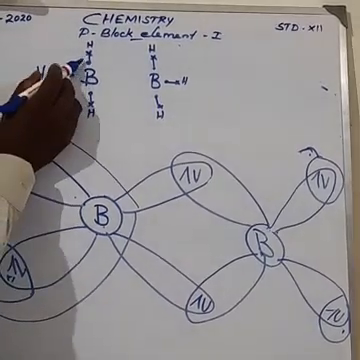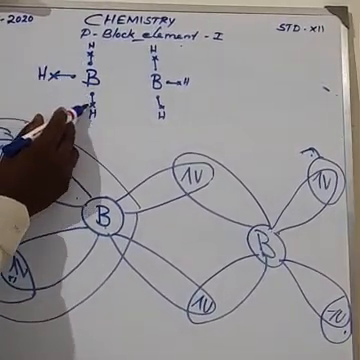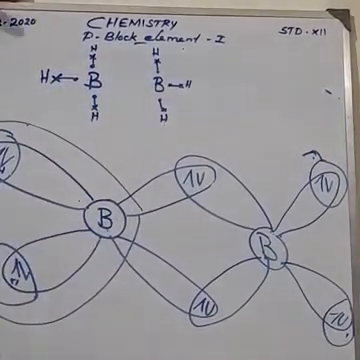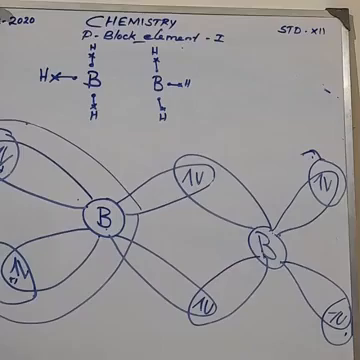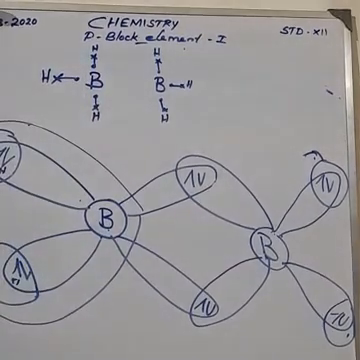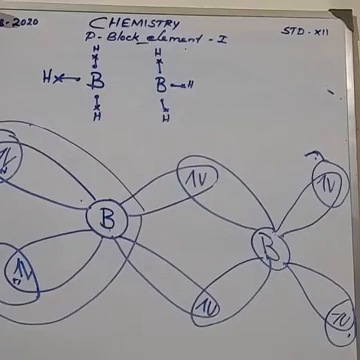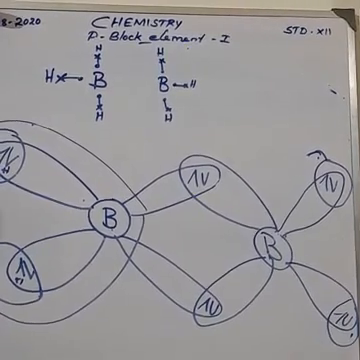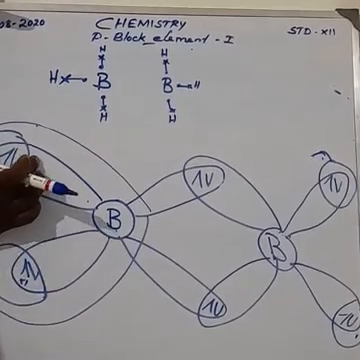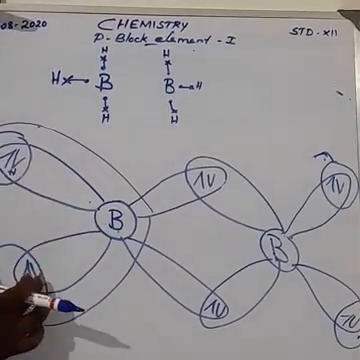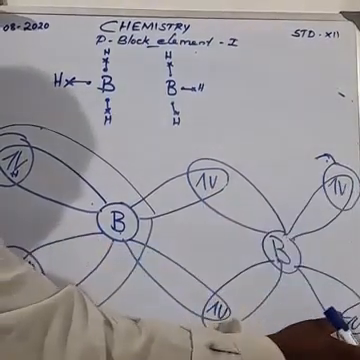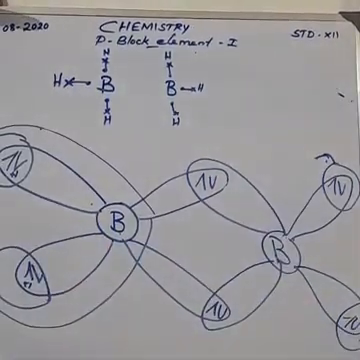12. So 1, 2, 3, 4, 5, 6, 7, 8, 9, 10, 11, 12. So 12 valence electrons are not sufficient for normal covalent bonds. The four terminal B-H bonds are normal covalent bonds. This is a normal covalent bond: 1, 2, 3 and 4.